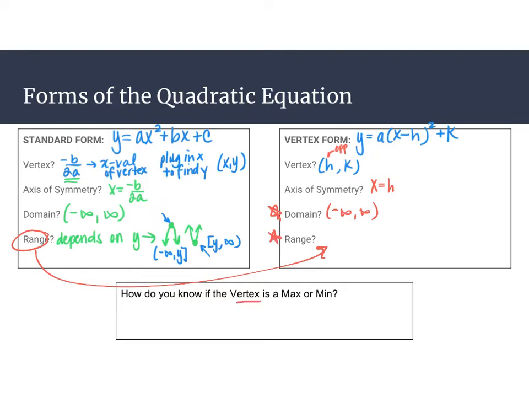So how do we know if the vertex is a maximum or a minimum? Well, you look at a. So if a is a negative number, then your vertex is a max. If a is a positive number, then your vertex is a minimum.